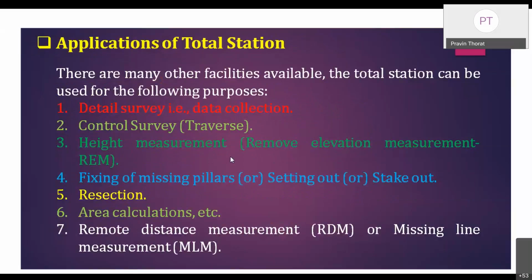Then we move towards the applications of total station. There are many applications of total stations, and many other facilities are available. The total station can be used for the following purposes: for detailed survey, that is data collection, like contouring, road profiling, etc. Then control survey, that is traversing, and height measurement, which consists of remote elevation measurement, where remote areas are surveyed by using total station. Then fixing of missing pillars, or setting out, stakeout, measurement, etc.